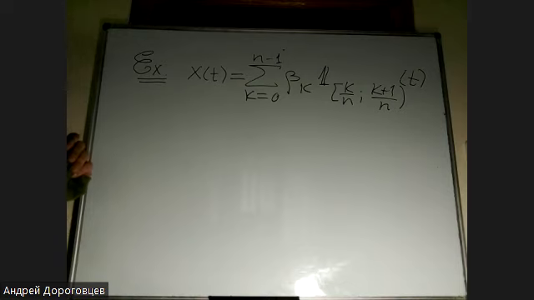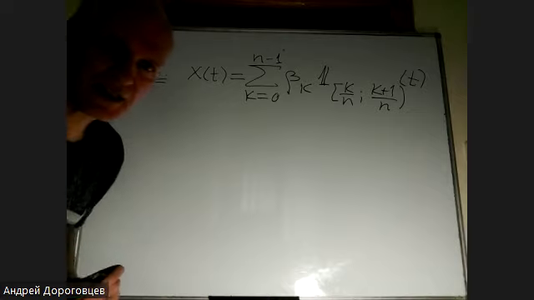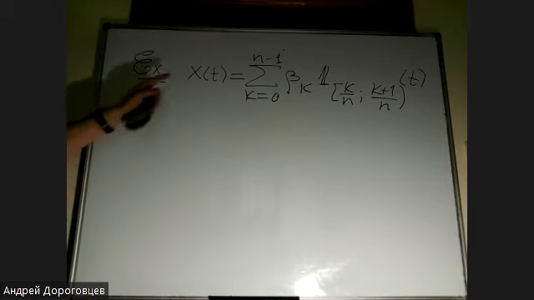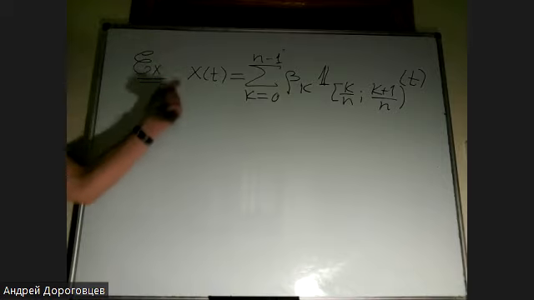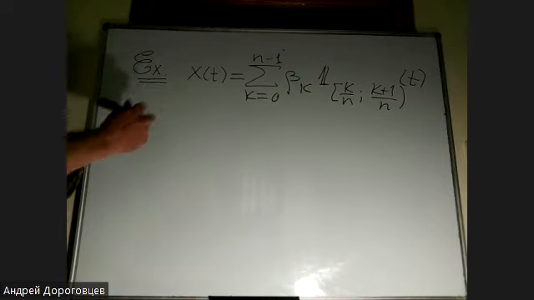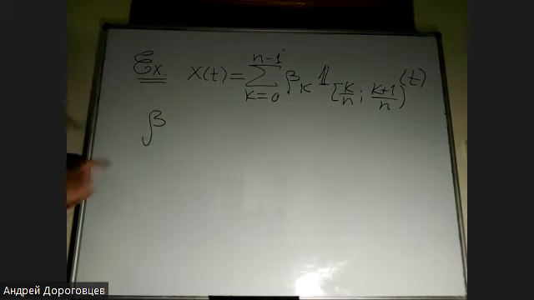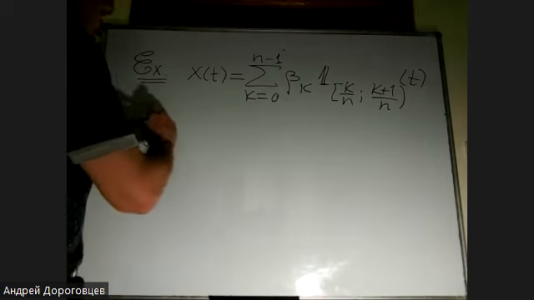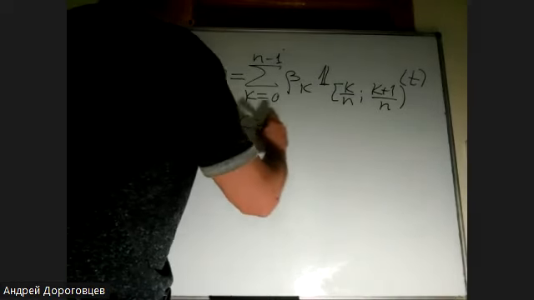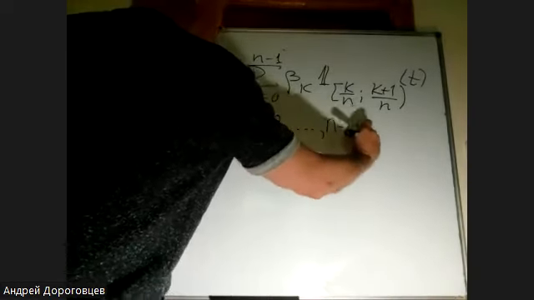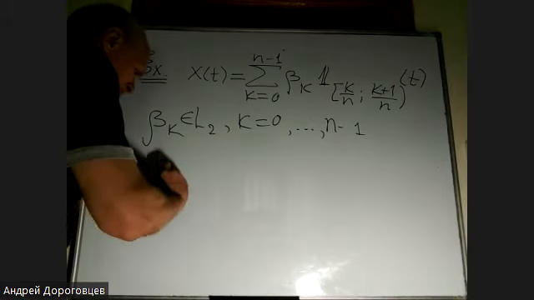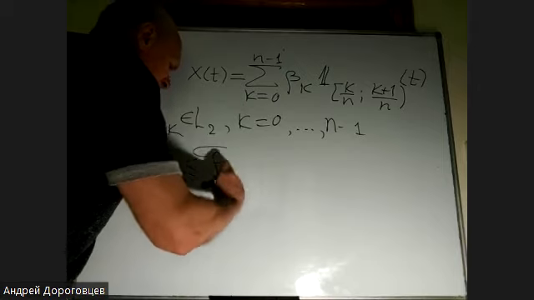Only we have to check some conditions on the beta_k in order that X will be an adapted square integrable random function. Square integrability will hold if we require that beta_k belongs to L2 for k equals 0 to n minus 1, and X will be adapted, of course, when beta_k is measurable with respect to F_{k/n}.